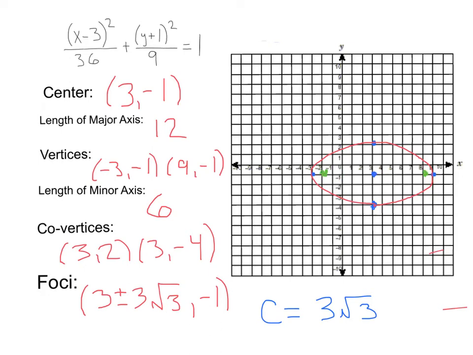Alright, let's do another example. If you're a little confused, that's okay. Just center yourself and focus, because you can do it.